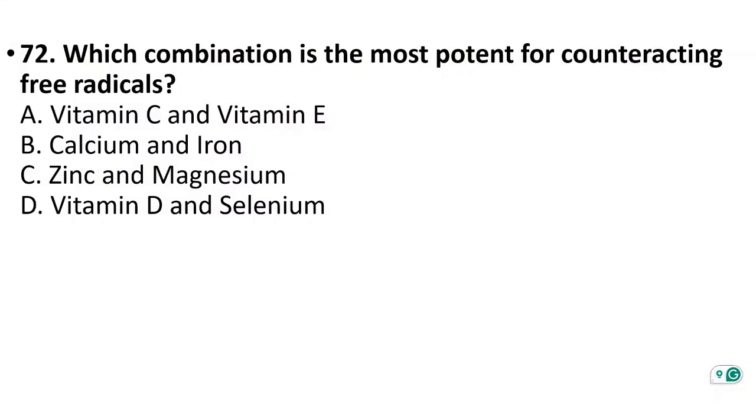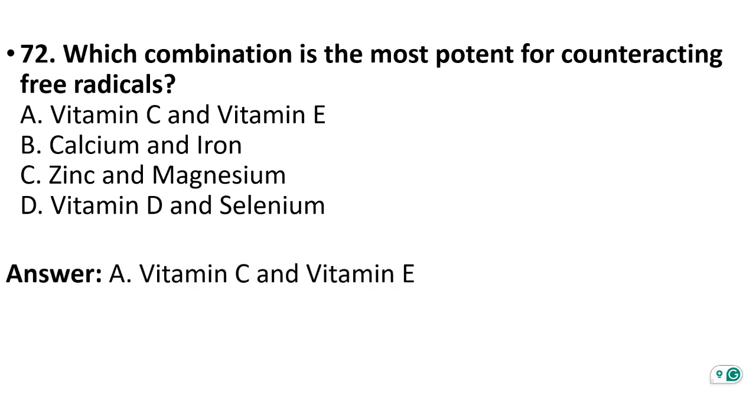72. Which combination is the most potent for counteracting free radicals? Vitamin C and vitamin E, calcium and iron, zinc and magnesium, vitamin D and selenium. Your answer is option A, vitamin C and vitamin E.